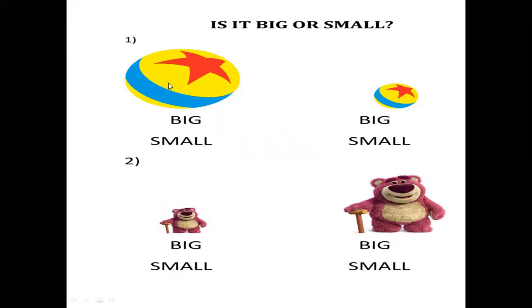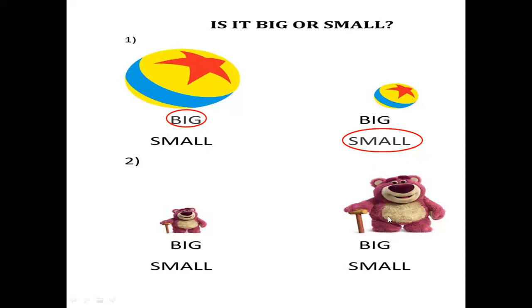Okay, now this one is big, so we are going to circle the big one. Big is called big. Now come to the next one. This ball is small, so in this case we are going to choose the small one spelling. Okay, SMALL, small.